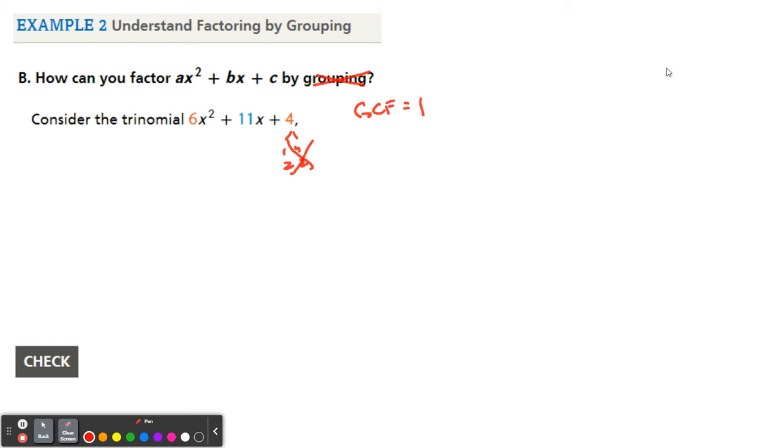Now we look at the x's. Do all terms have an x? The answer is no, right? This has no x, so you can't. So your GCF is 1, which means nothing. No GCF can be factored out. So now we need to look at this.